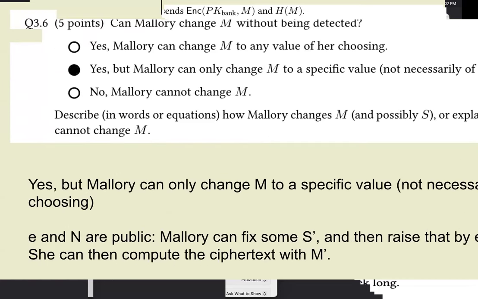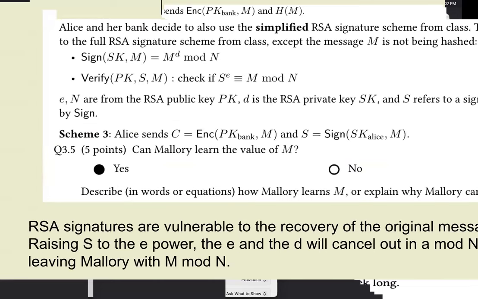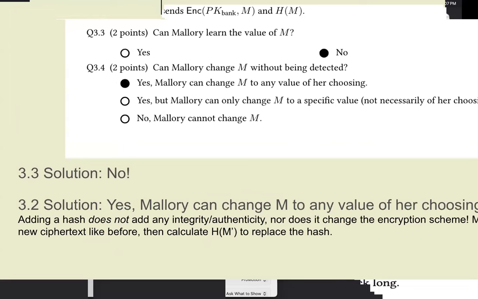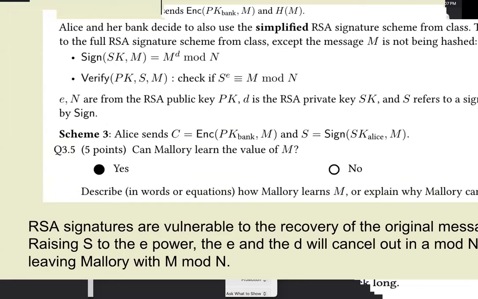So the key here is that Mallory can fix some s prime, and then use that s prime. She can raise it to the e power to obtain m prime. And since this encryption function here is public, Mallory can just compute the same thing and pass it off as the original message. Yeah, so that's right.